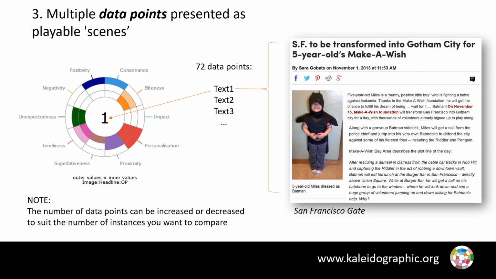And of course, the number of data points that you look at is also your choice, and you can look at a very large number of data points, or you can look at one or two or three or four or 10 data points. And each data point is represented as a playable scene. So for example, here our data set had 72 different texts in it. This text here is text number 1, and what you are looking at there in the visualization is the results of the analysis for text number 1 in this particular data set.